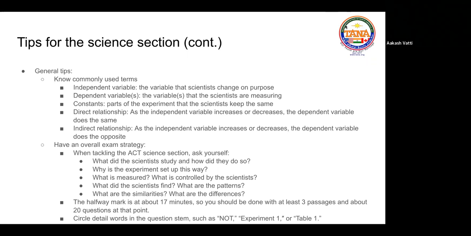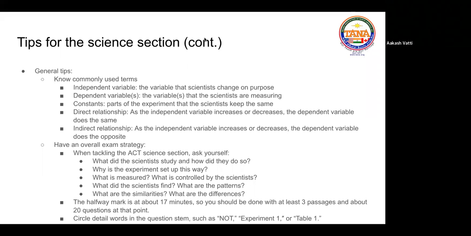When tackling the ACT science section, ask yourself: What did the scientist study and how did they do it? Why is the experiment set up this way? What is measured? What is controlled by the scientists? What did the scientists find? What are the patterns? And what are the similarities or differences?